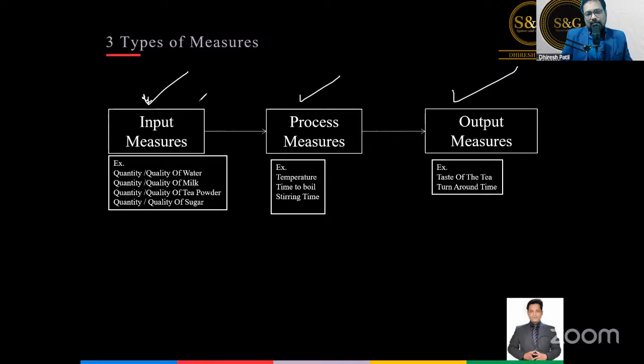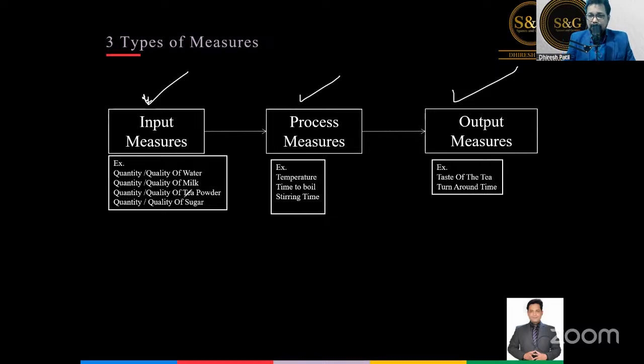Okay. Now, coming back to this input, process, and output measure. If I want to improve the quality of my tea, the taste, the delivery time, etc., I have to start measuring all the parameters: input parameter, process parameter, output parameter. This is applicable everywhere.